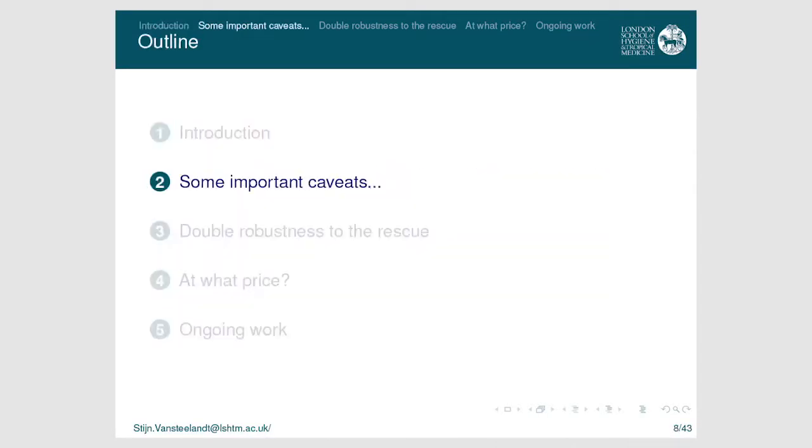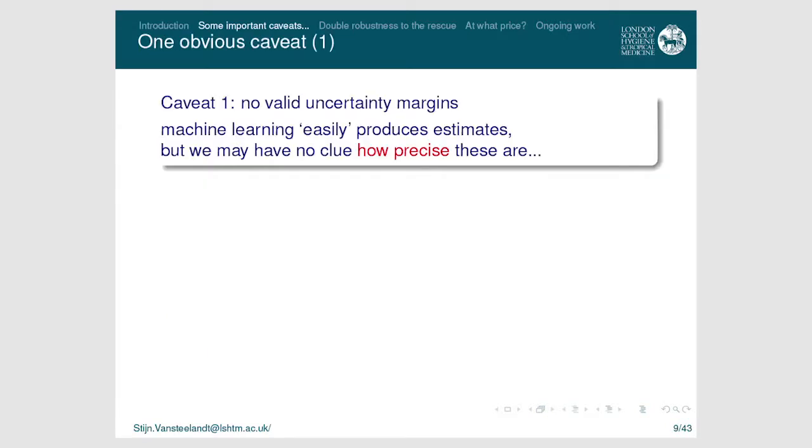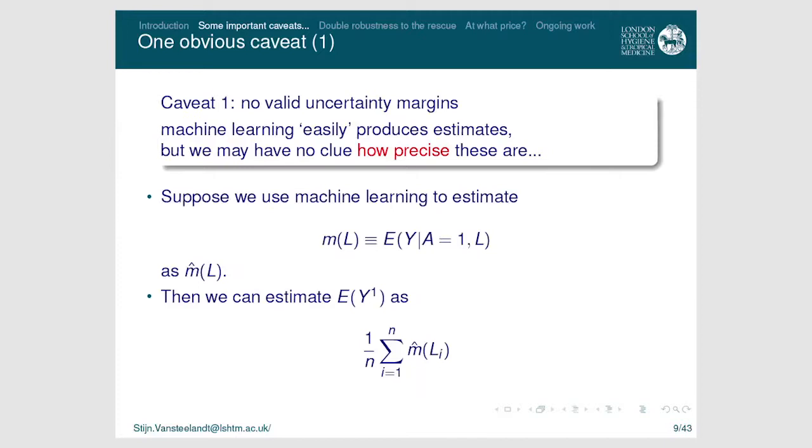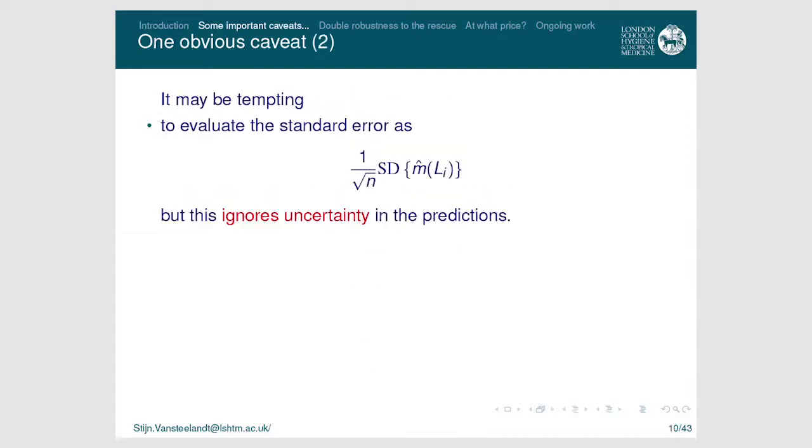However, there are a few caveats, and I'm going to mention two. One is obvious. If we use machine learning to evaluate treatment effects, well, then it's very easy to get an estimate, but it's very difficult to get a standard error and confidence interval. The standardization that I was doing was predicting the outcome. So let me call the prediction M hat of L. Well, then we would estimate the average outcome on treatment as just an average of those predictions. So that would be very easy to do. But calculating a standard error would be very difficult to do.